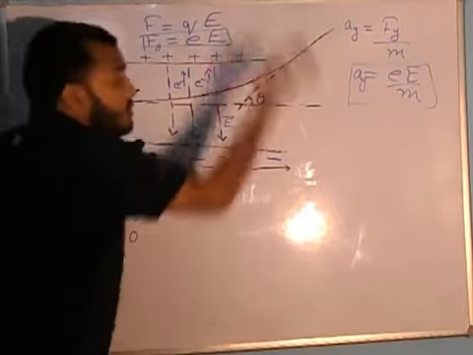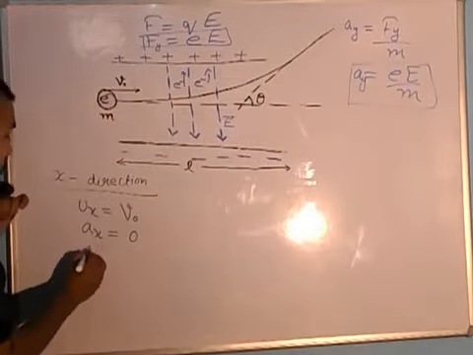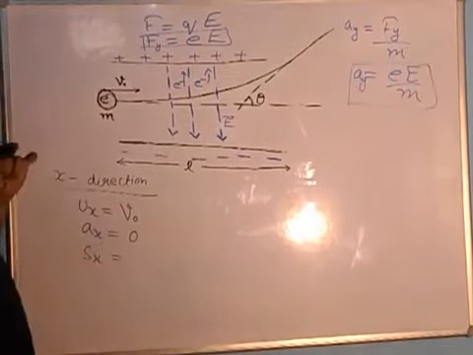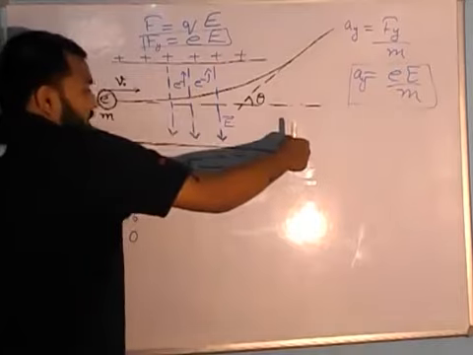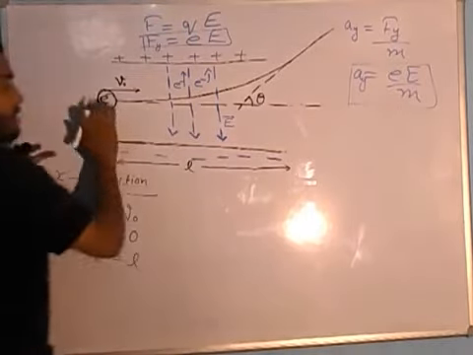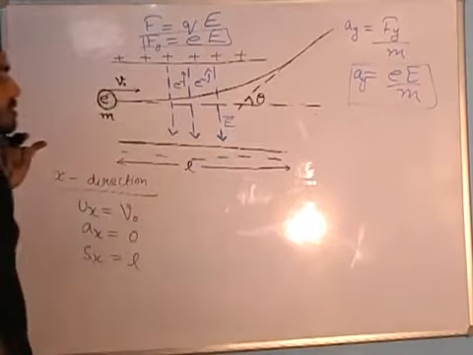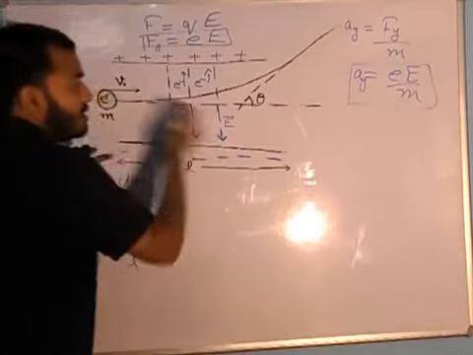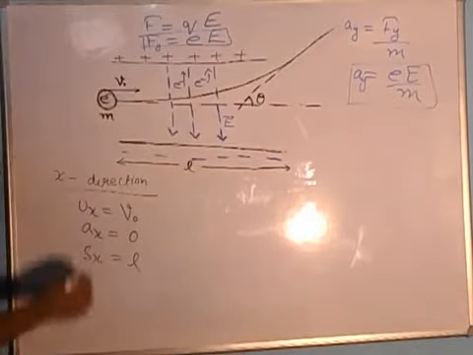Whatever acceleration there is, it is only in the y direction, not in the x direction. What is the displacement of the electron in the x direction? The displacement must be equal to the length of this plate, that is L. The electron will move from here to here. Finally, we need to find this angle, the trajectory. What is the path?